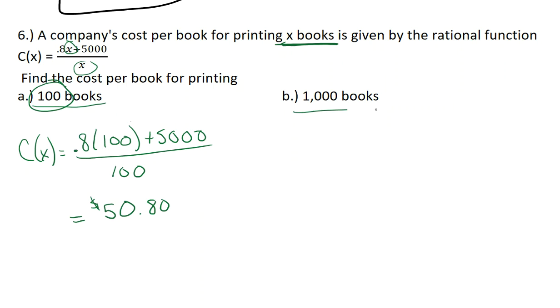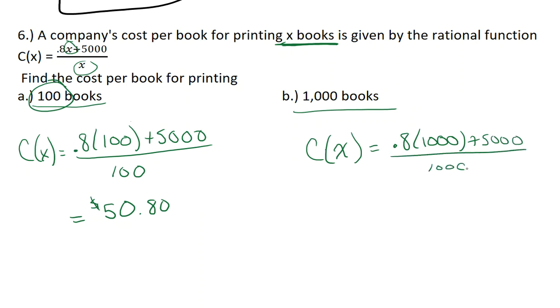And then the second one asks us to find the cost at 1,000 books. And again, X is 1,000, so we're going to put that in for 1,000. And when we simplify that, that is 5.80. So $5.80.